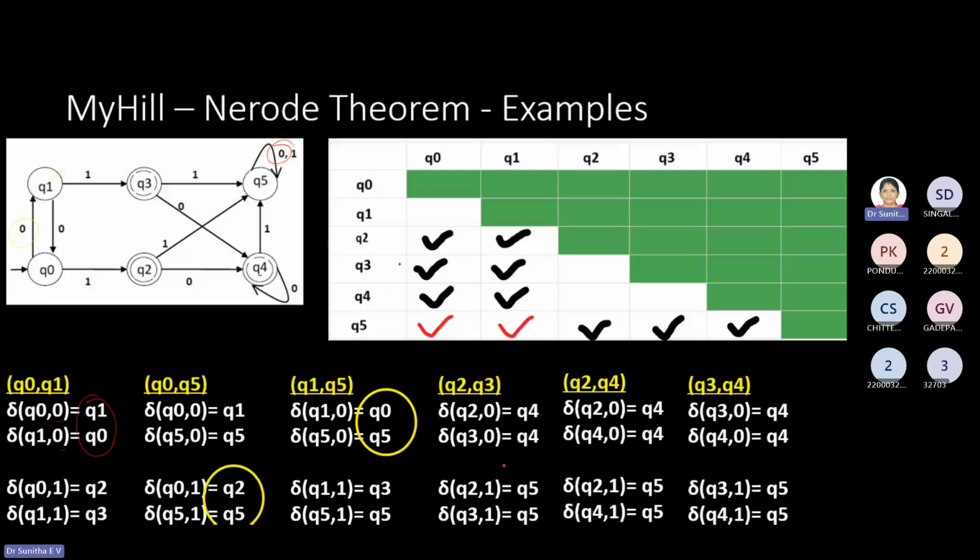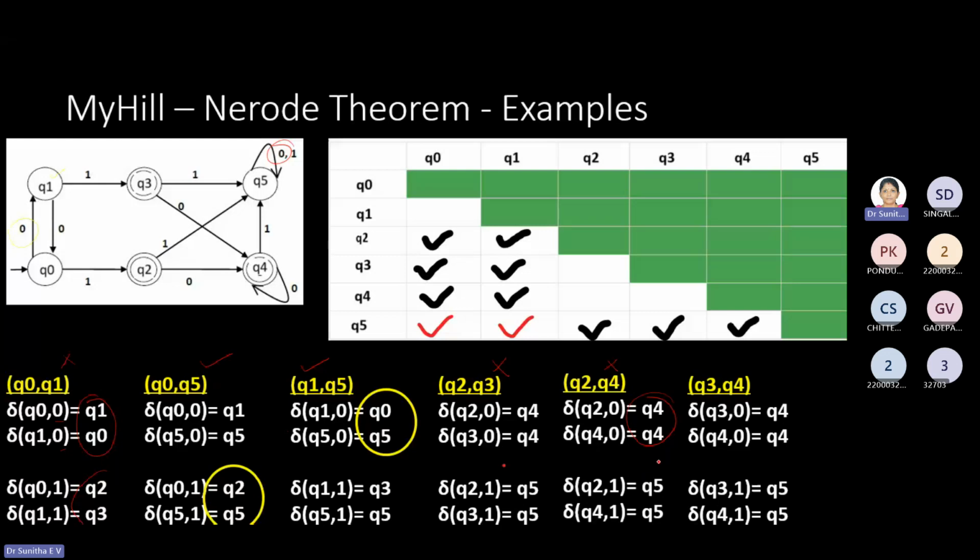Q1, Q0 is not marked, and Q2, Q3 is marked or not? Q2, Q3 is also not marked. So we cannot mark this pair. Then this pair is marked, this pair is marked, and this is not forming any pair. This is also not forming any pair because the same states are here.